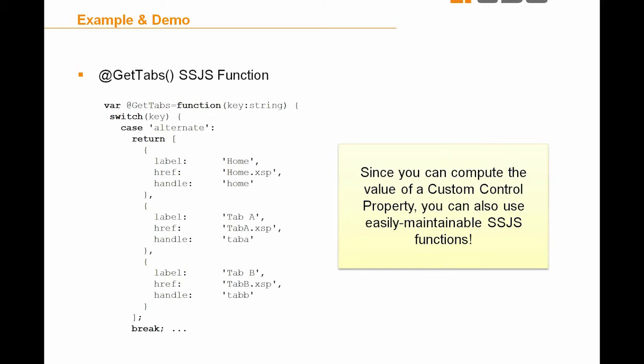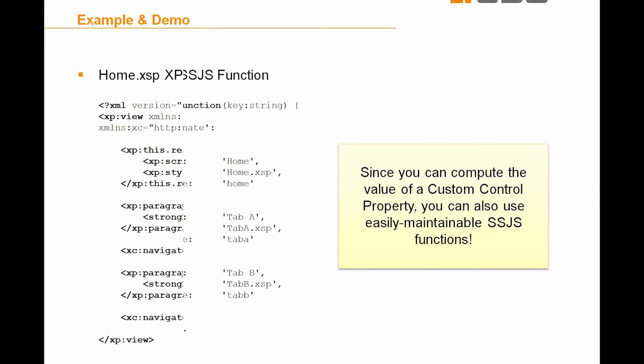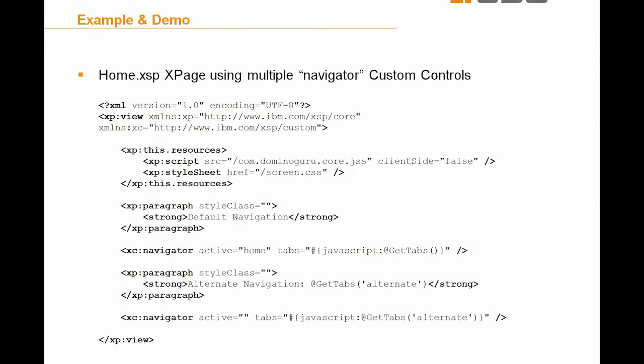So here's just a simple SSJS function that I can use to pass through, and I use a switch case here to say, okay, well, I have this type of menu, this menu, this menu. And now I can have as many menus on a page as I want. Now this is a typical home.xsp layout. You've got your SSJS library, you've got your CSS resources, and you have multiple navigators here.